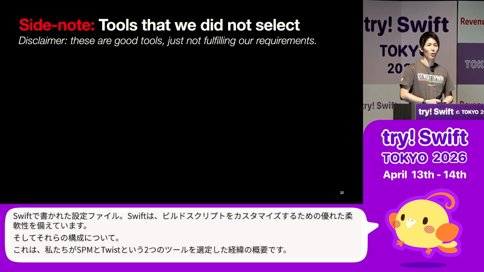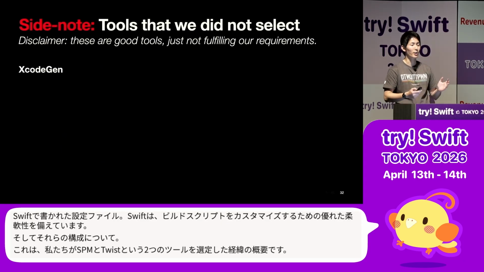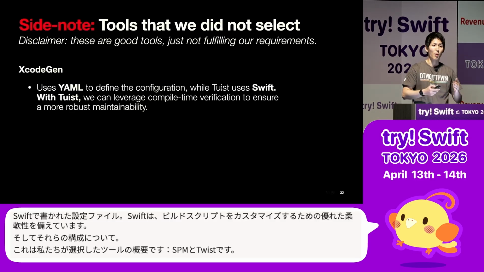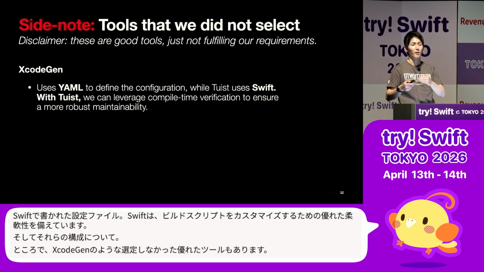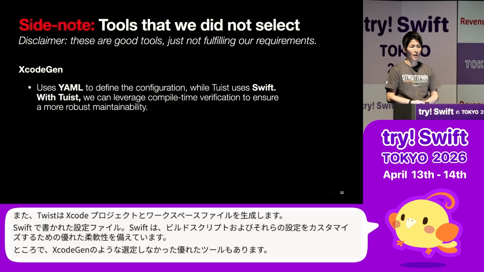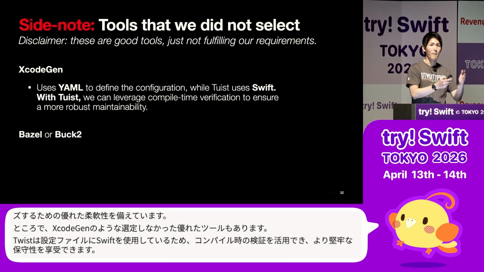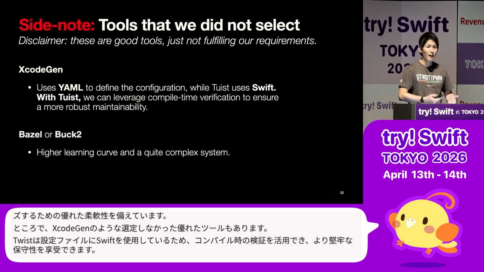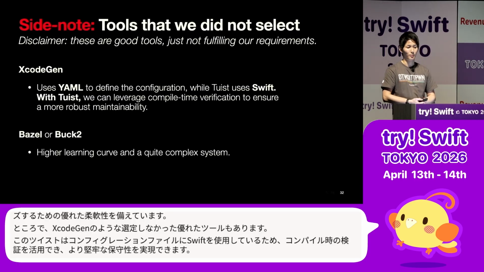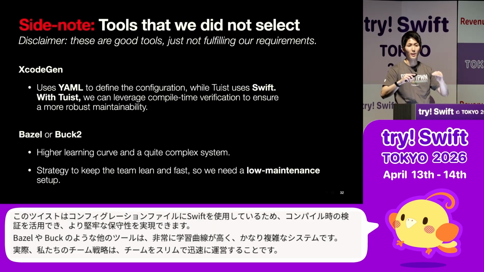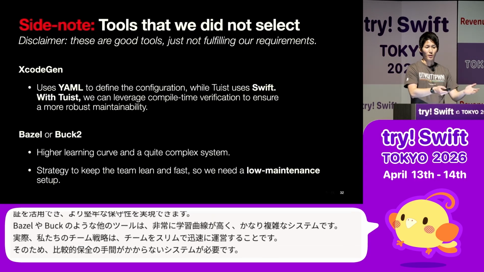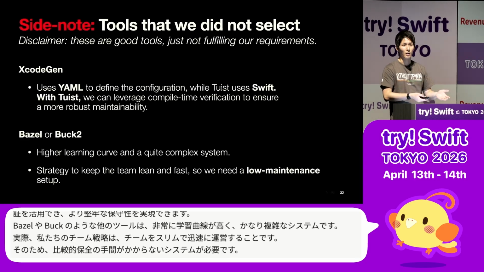By the way, there are some good tools that we did not select, like XcodeGen. XcodeGen uses YAML to define the configuration. With Tuist, the configuration file is in Swift, so we can leverage compile time verification, and we can enjoy more robust maintainability. Other tools, like Bazel or Buck2, have a very high learning curve and are quite complex systems. Actually, our team strategy is to keep the team lean and fast. So we need a relatively low maintenance setup. That's why we did not select these tools. But these tools are still good candidates for some other companies.